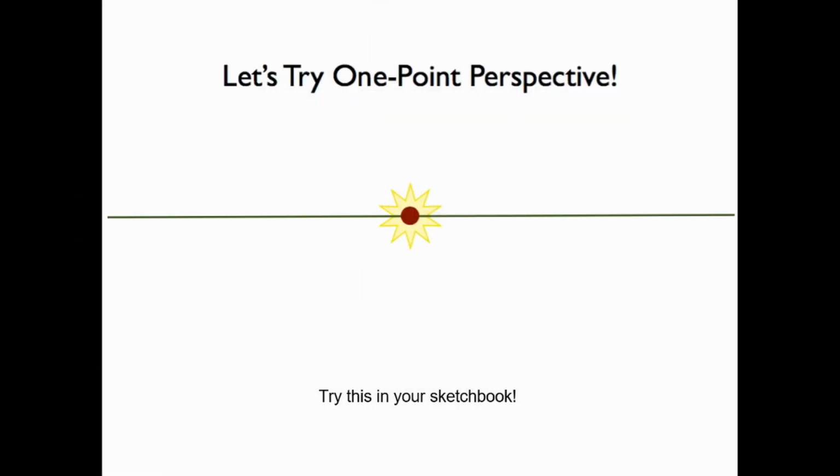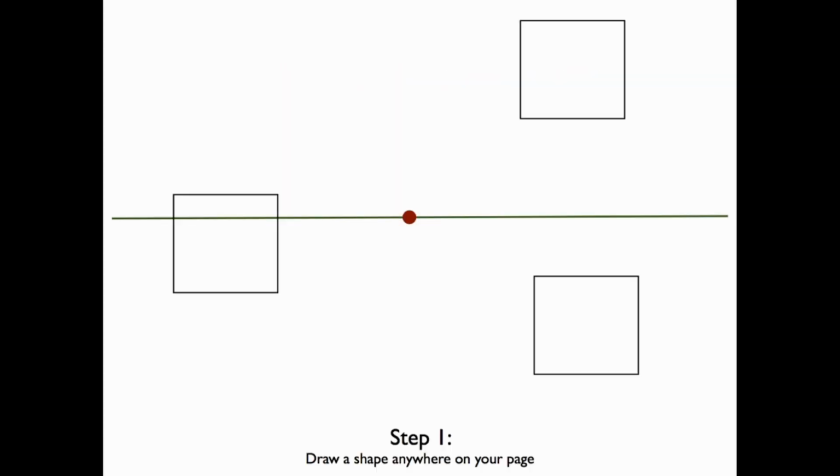So make a horizon line. Think about where you want your eye level to be. Once you do that, put on your vanishing point. Then we're going to make three boxes, so we're going to have three different objects.